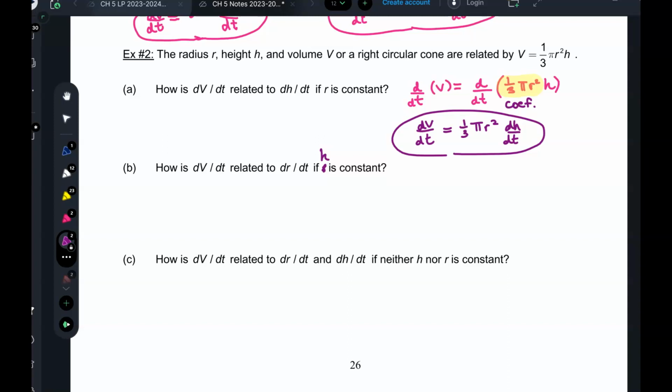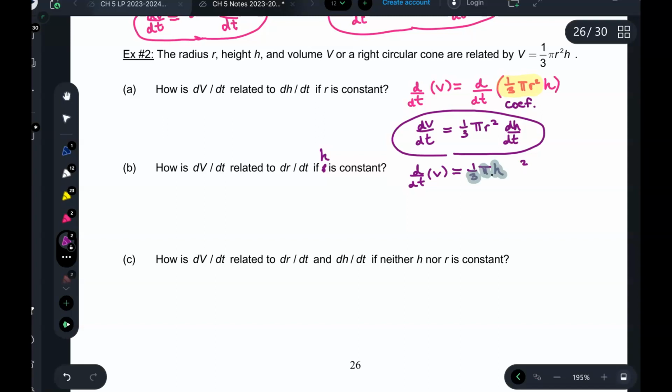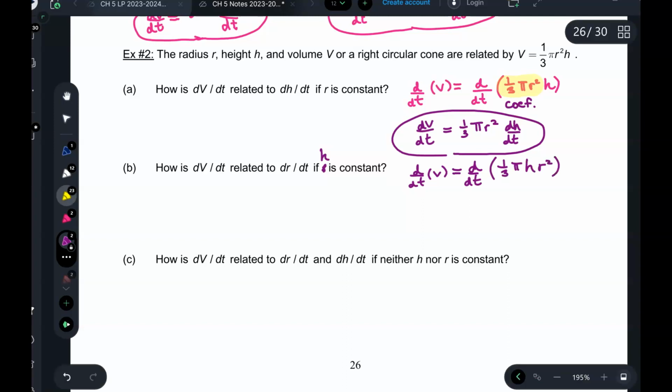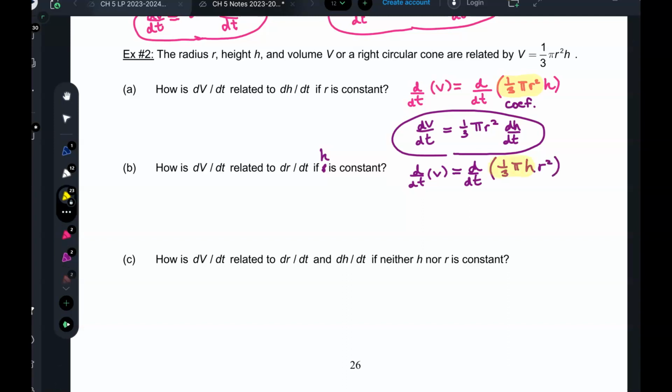Okay. This next one was supposed to say, what do we do if h is constant? Wait, that's the answer? Yeah, that's it. Okay, I'm going to put 1/3 pi h r squared. Oops, sorry, forgot to put my d/dt on that side. This time we want to treat h as constant, so that's why I rearranged it. I'm going to put 1/3 pi h in front. So now that's my coefficient.